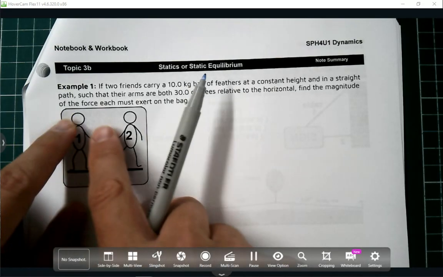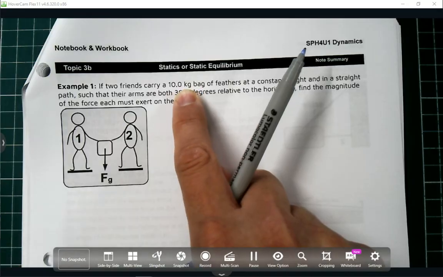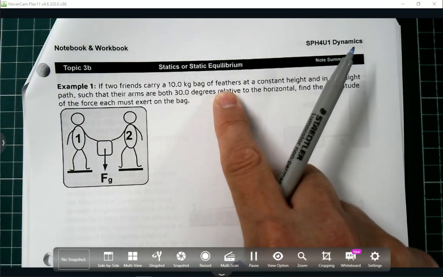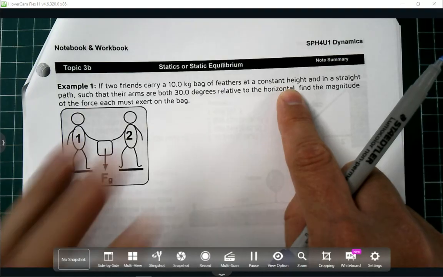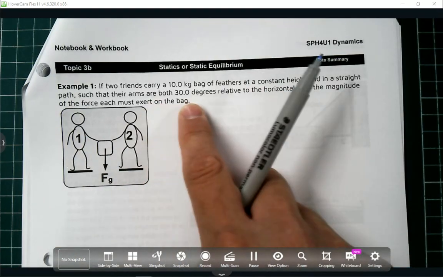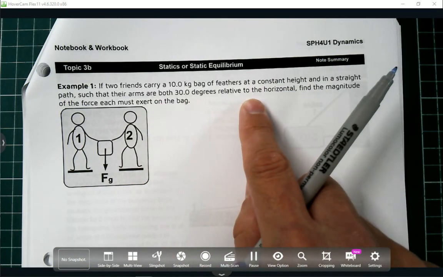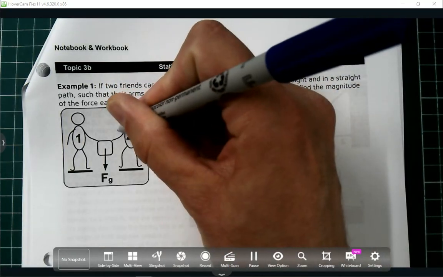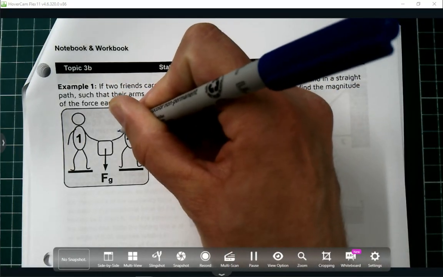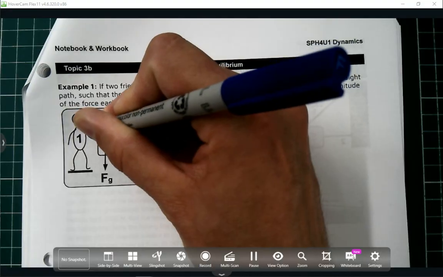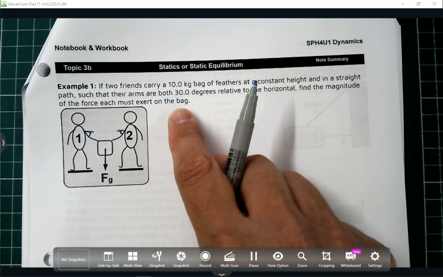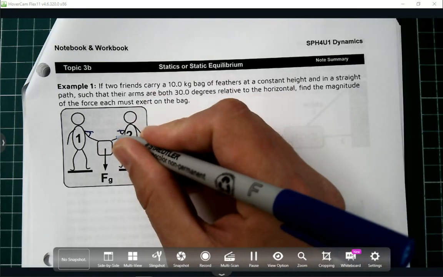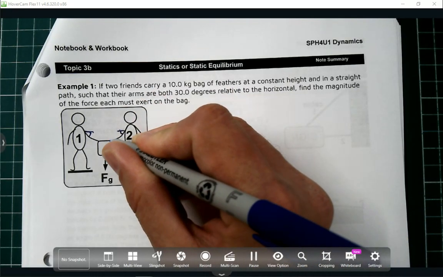But we look at the mass, 10 kilograms. Doesn't matter what it is. It's a bag full of feathers, though, in this case. And if they're going to carry it at a constant height in a straight path such that their arms are both 30 degrees relative to the horizontal, this is a lot of constraints. But we're talking about their arm at 30 degrees relative to the horizontal. Find the magnitude of force each must exert on the bag. Essentially, we're talking about what the lift force would have to be by these two people.